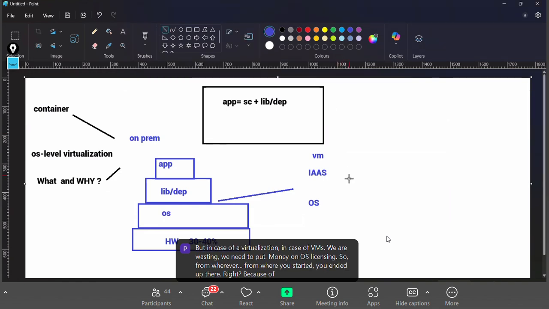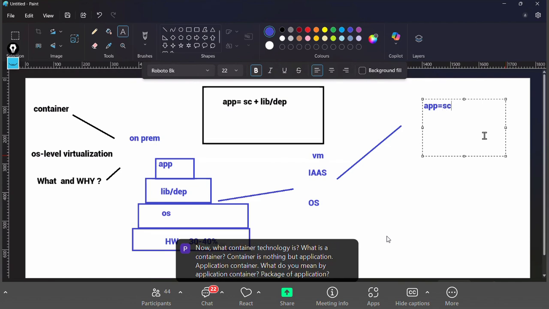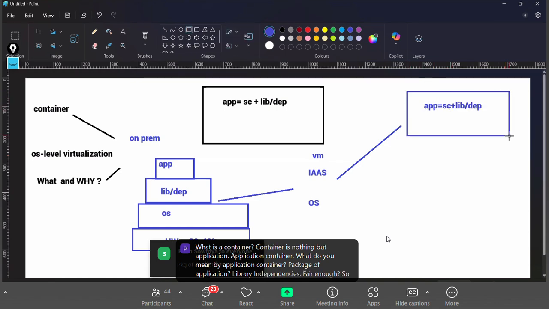Because of that, what came into the market? Containers came into the market. Now what is container technology? What is a container? A container is nothing but an application container. What do you mean by application container? A package of application, libraries and dependencies. Fair enough. So now what do you need?